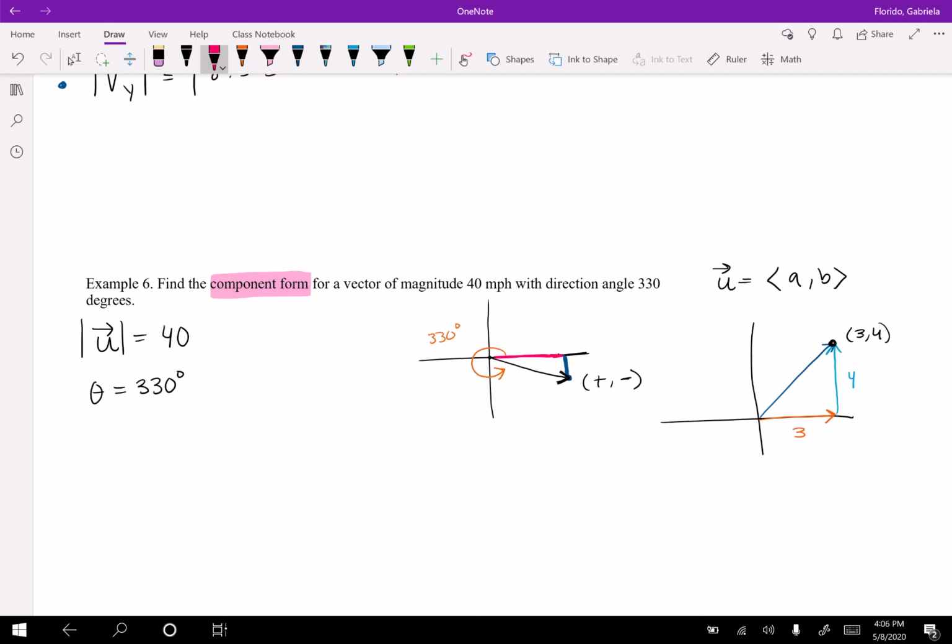So let's find these components. I'm going to find the magnitude.